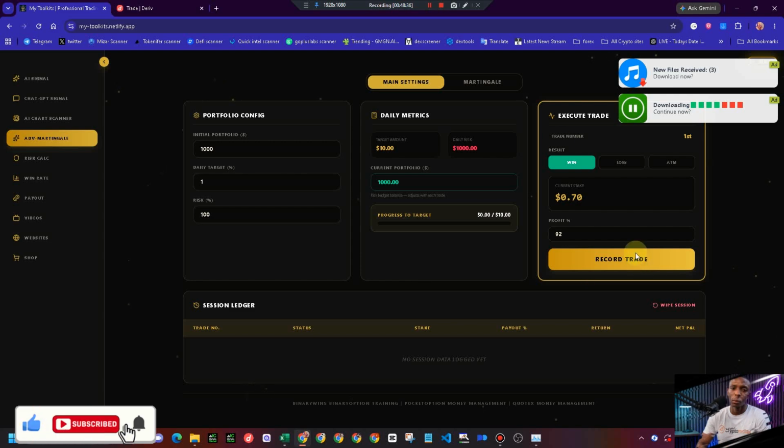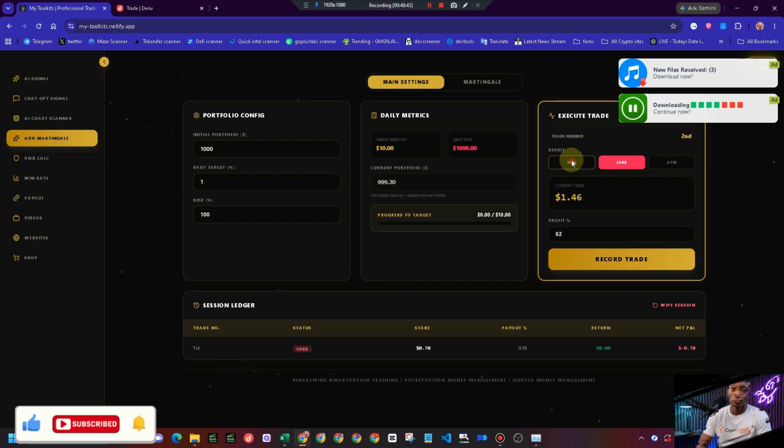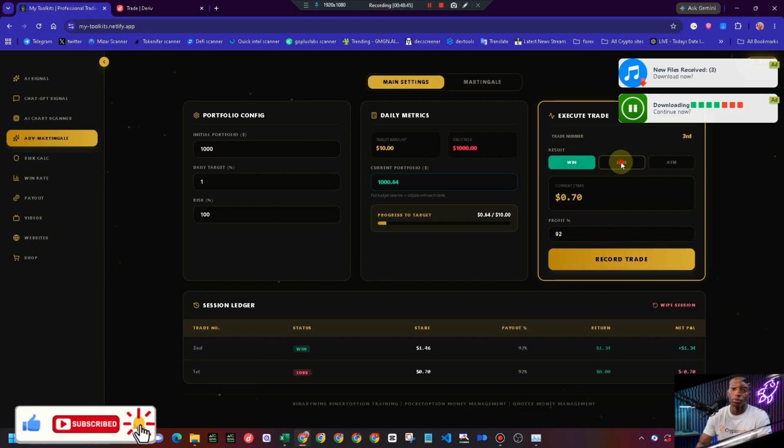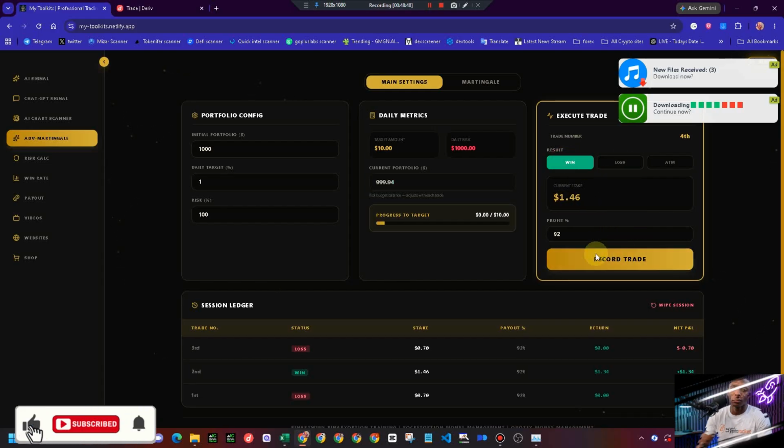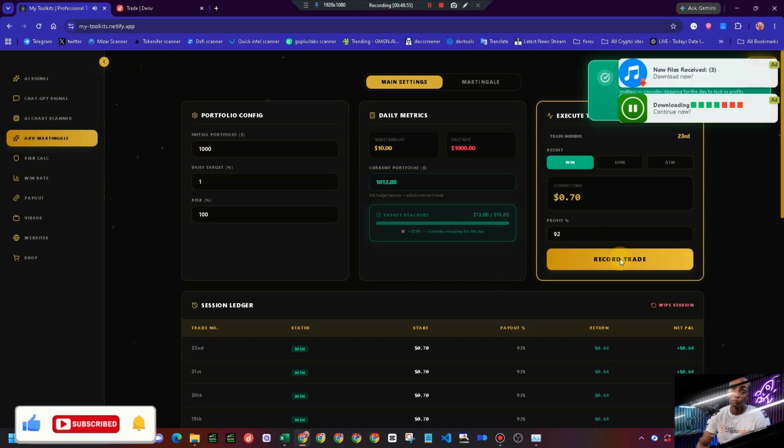Once you trade, maybe you win, it is recorded. This is your next first trade. If you lost it, it will give you the next trade. If you win, it will still give you 0.7. You win. That's how it will go on until your daily target is completed here.